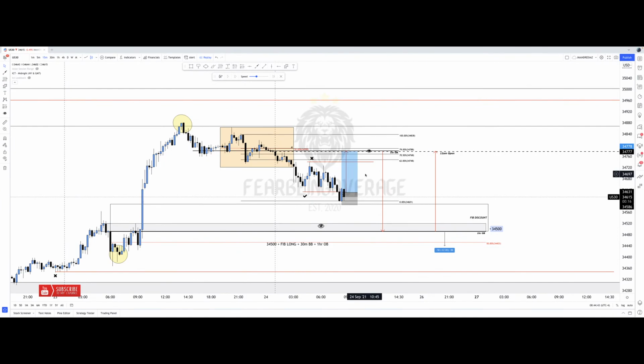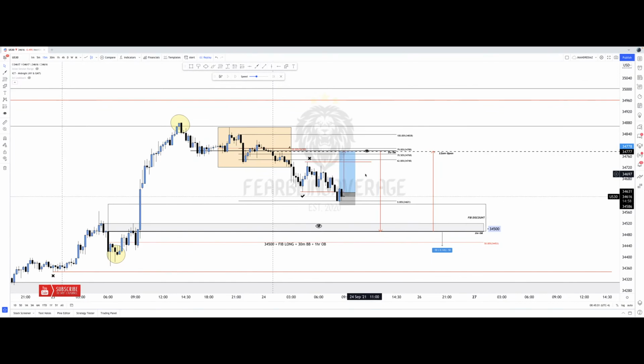So we just wait, guys. Price right now is showing me that it doesn't want to come lower, because if it did want to come lower, it should have come lower and taken those lows out by now. But it's showing the willingness of wanting to go higher. So let's just keep that in mind.